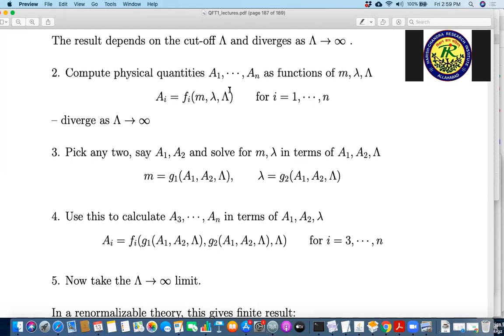So for any finite lambda, A1 is indeed a function of m and lambda, right? Suppose A1 is the physical mass of the particle. The way the relation will start is A1 will be m plus lambda times some function of m and capital Lambda, and that function is typically infinite, plus lambda squared times another function, which is also infinite, and so on.